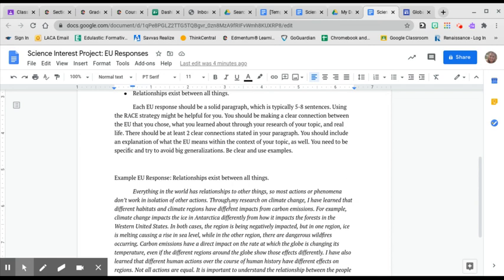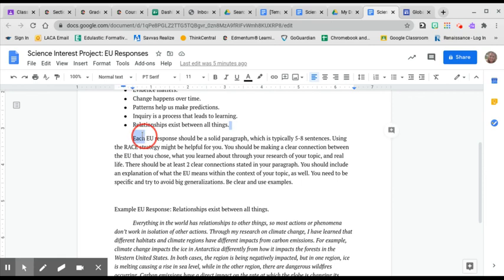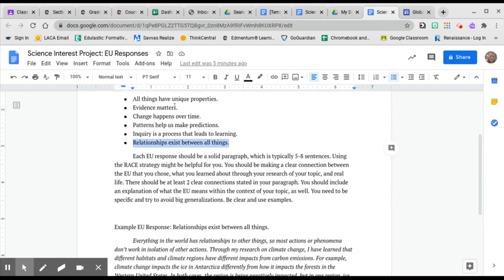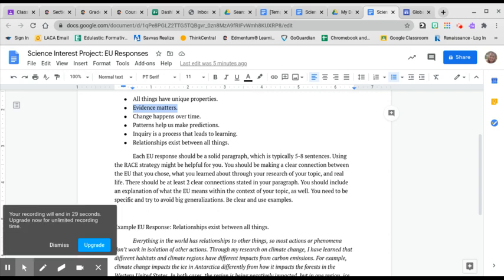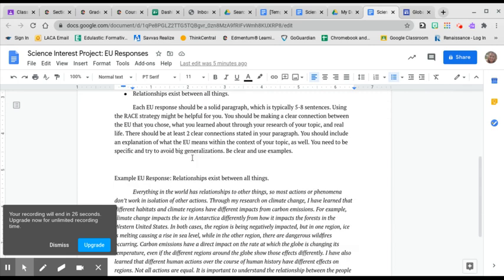They should be specific. You should also include an explanation of what the EU means within the context of your topic. Your entire paragraph should not be just telling me what relationships are in general, or why evidence is important. We know that. That's a given. I want to see you make connections about why evidence matters in relationship to global exploration, or climate change, or identifying a genetic disorder. So you need to be specific within your topic.